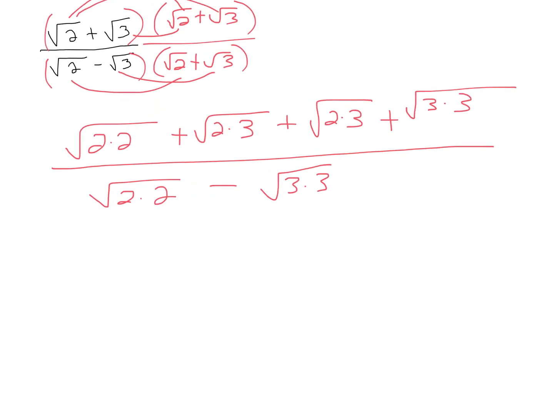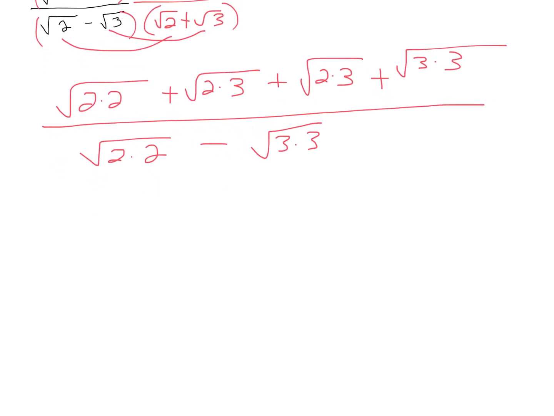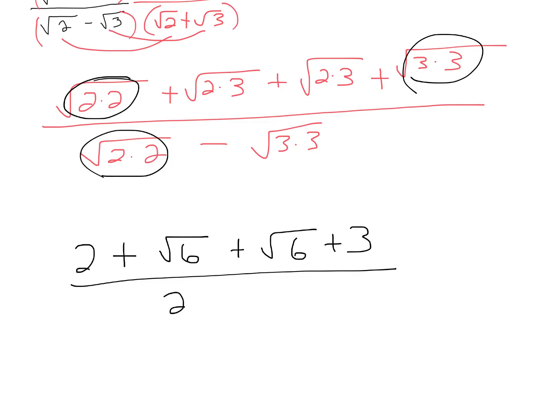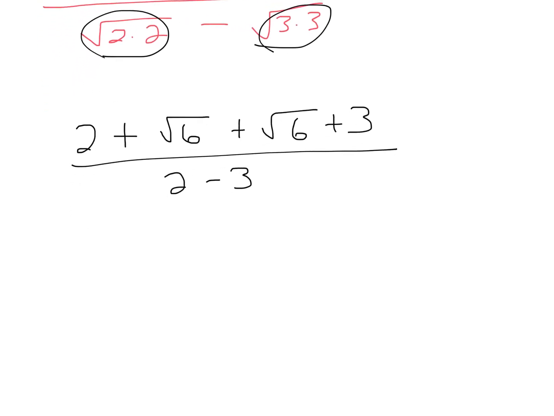Okay, so now let's start pulling perfect groups. It kicks out as a 2. Plus, now I can't do anything with that, so we're going to leave it, make it radical 6 now. Radical 6. And this is 3. This kicks out 2. This is 3. Alright, so it's looking a little bit better.